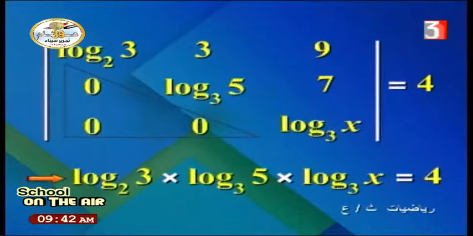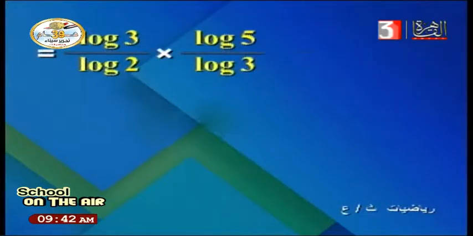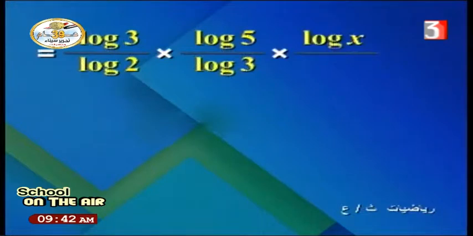The left hand side equals the right hand side, which is 4. Then we deduce that log 3 over log 2 times log 5 over log 3 times log x over log 5 equals the right hand side, 4. By cancellation, log 5 with log 5, log 3 over log 3.